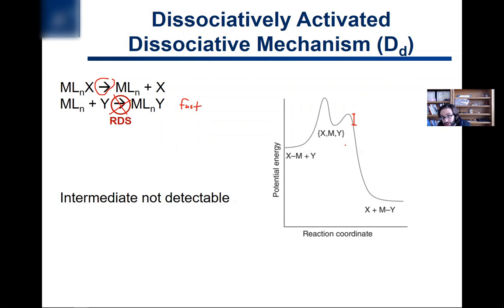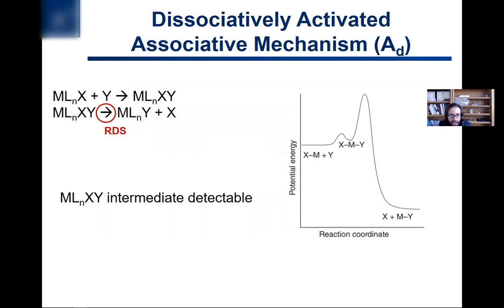All right, so if you have a dissociative mechanism where you can't detect the intermediate, that's pretty good evidence that you have a DD type reaction. And how could you tell it's a dissociative mechanism? Remember, the fact that it's dissociatively activated would come from it not having a strong dependence on the incoming ligand. All right, next one, here we go.